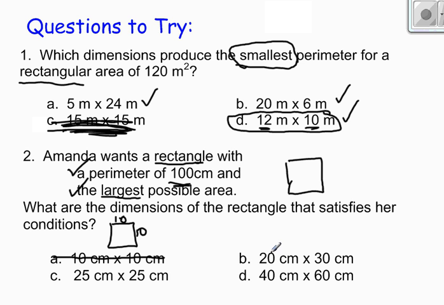A rectangle with the dimensions 20 and 30. So 20 plus 30 plus 20 plus 30 is 100, so that's fine. What about this one? So 25 plus 25 plus 25 plus 25, yep, that would work. 40 plus 60 plus 40 plus 60, no, that's not the right perimeter. So I'm down to only 2 choices, and one of them is a perfect square, so obviously my answer would be C.